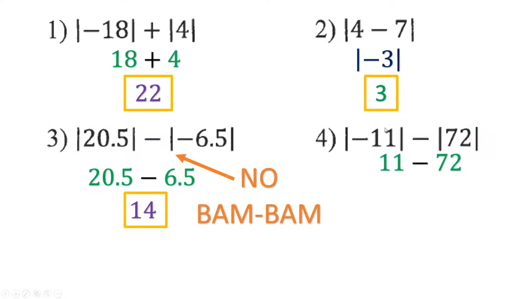Here, negative 11 in the absolute value becomes a positive 11. Positive 72 stays a positive 72. The minus stays a minus, so 11 minus 72, and our final simplified answer is negative 61.